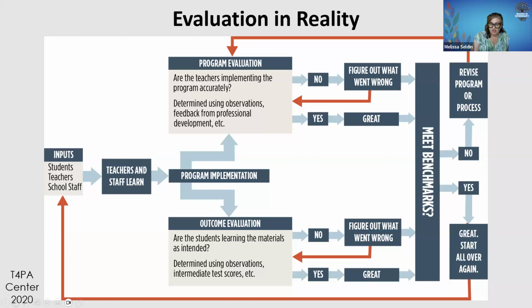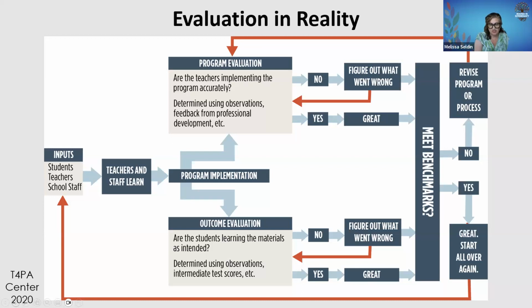And the same with the outcome evaluation, right? Are the students learning the materials as intended? Are they showing the necessary improvements, as outlined by the program that you're using? Did they meet the benchmarks? If the answer to meeting the benchmarks is yes, then great, you can start all over again. You could change the benchmark. You could maybe increase the benchmark by 5% each year.